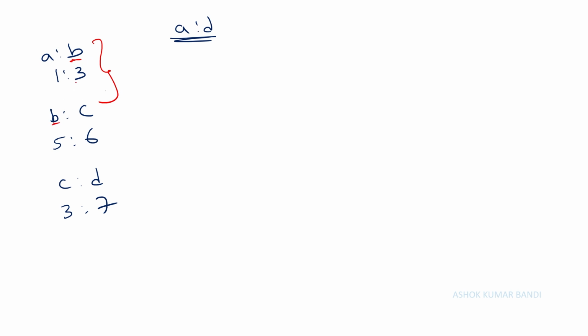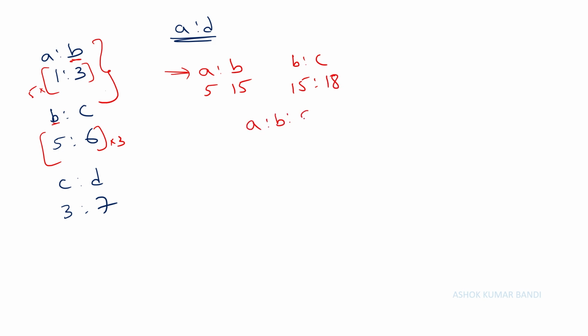So make sure you have the same value here and here. So for that, I'm going to multiply this ratio with 5 and this ratio with 3 because I have different values for B. So I'm going to make sure both of them are equal to their LCM. In that case, what will happen to A is to B? This will be 5 is to 15, and what will happen to B is to C? 15 is to 18. So I can write A is to B is to C as 5 is to 15 is to 18. Now, but I want to find out A is to D. So I want the D value also. I have combined this one with here.